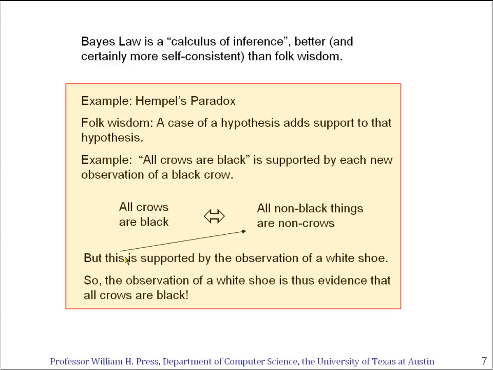But now let's look at the folk wisdom. The folk wisdom says that every time I see a non-black thing and it's a non-crow, then that is evidence in support of this hypothesis. In particular, the observation of a white shoe is such an observation. Therefore, Hempel pointed out, the observation of a white shoe is evidence that all crows are black. Do you believe that?